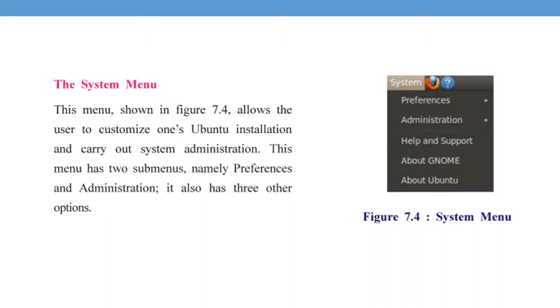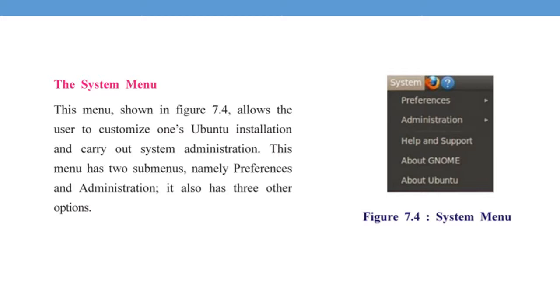System Menu. This menu, shown in figure 7.4, allows the user to customize one's Ubuntu installation and carry out system administration. This menu has two submenus, namely Preferences and Administration. It also has three other options.